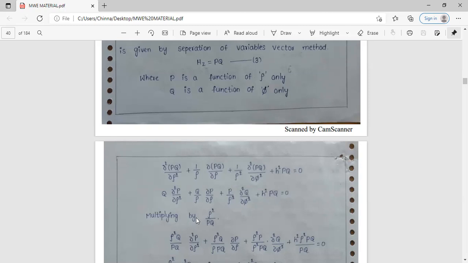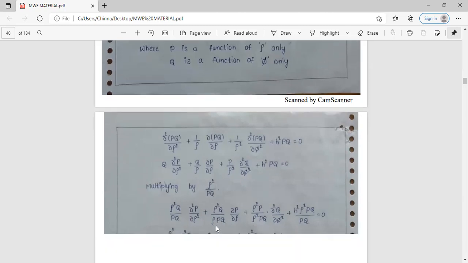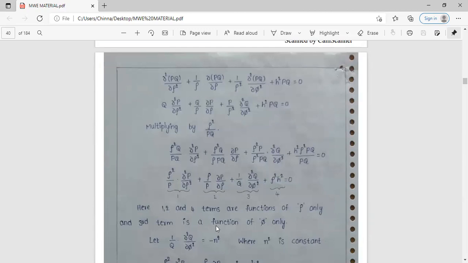So multiplying the above expression by rho square by PQ, we get rho square Q by PQ into dou square P by dou rho square plus rho square Q by rho PQ into dou by dou rho into P plus rho square P by rho square PQ into dou square by dou phi square into Q plus h square rho square PQ by PQ is equal to 0. Here some terms in our calculations get cancelled. Here Q got cancelled, here rho got cancelled, here P got cancelled, and here this term got cancelled.